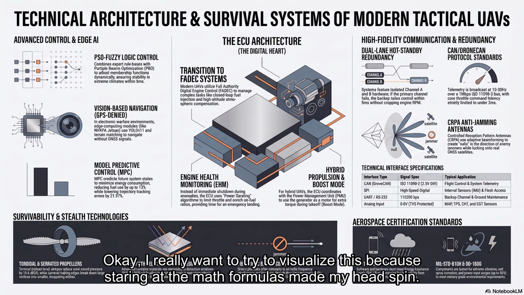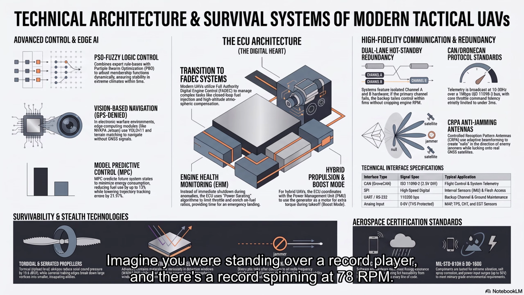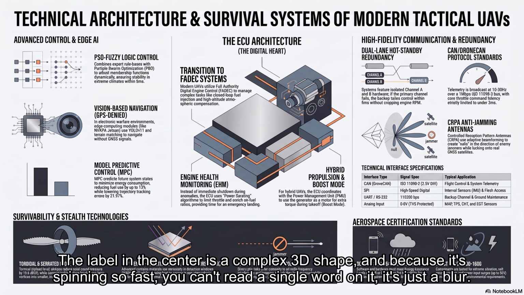Okay, I really want to try to visualize this, because staring at the math formulas made my head spin. Imagine you were standing over a record player, and there's a record spinning at 78 RPM. The label in the center is a complex 3D shape, and because it's spinning so fast, you can't read a single word on it. It's just a blur.